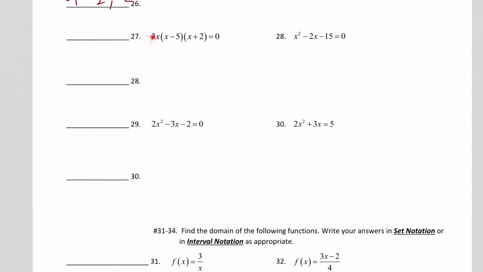This 3 can be ignored, but the x can't. This x tells us x is equal to 0. This tells us positive 5 and negative 2. Before we can figure out what this is, we need to factor this. So this factors as x minus 5 and x plus 3. So this gives us a positive 5 and a negative 3.